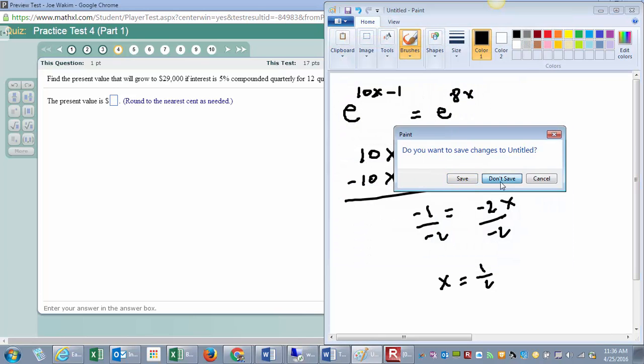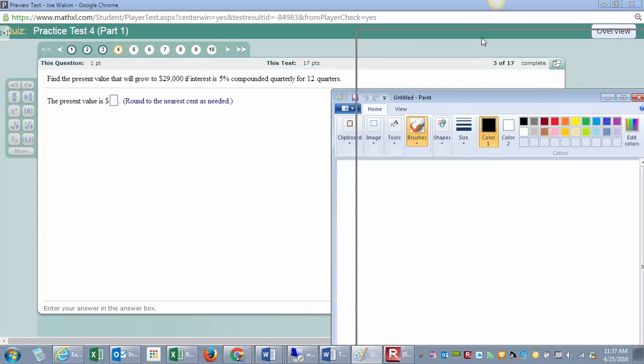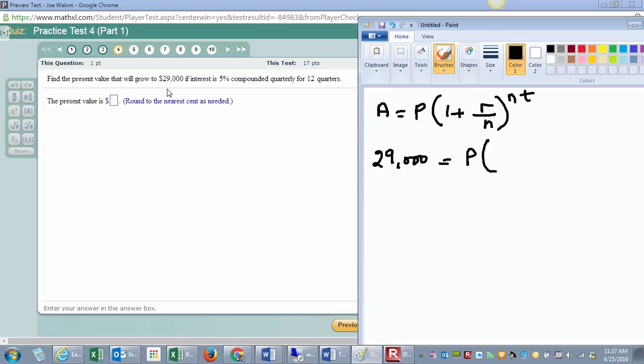We have to find the present value that will grow to 29,000 if interest is 5% compounded quarterly for 12 quarters. So we need to find this present value. The formula is A equals P times (1 plus r over n) to the nt. So P is the unknown. A is 29,000 equals P. The rate is 5%. And n is compounded quarterly, so it would be 4 times a year. n is 4. And then 12 quarters.